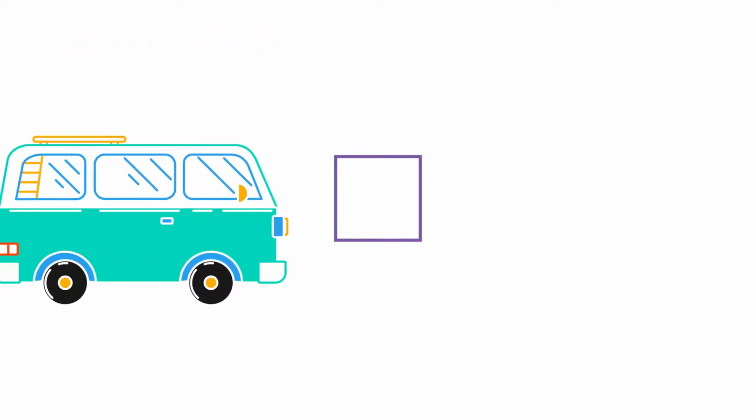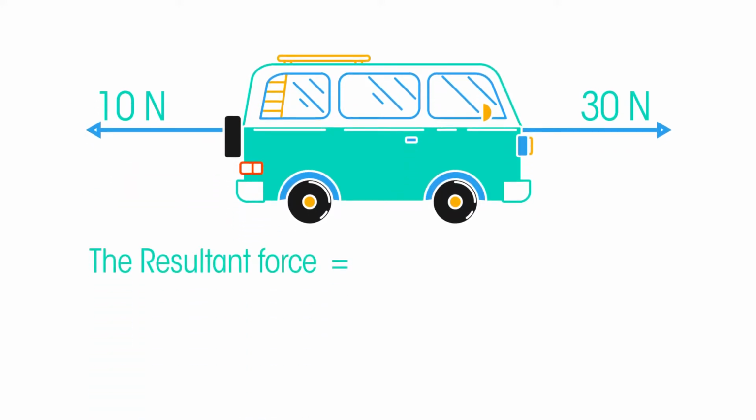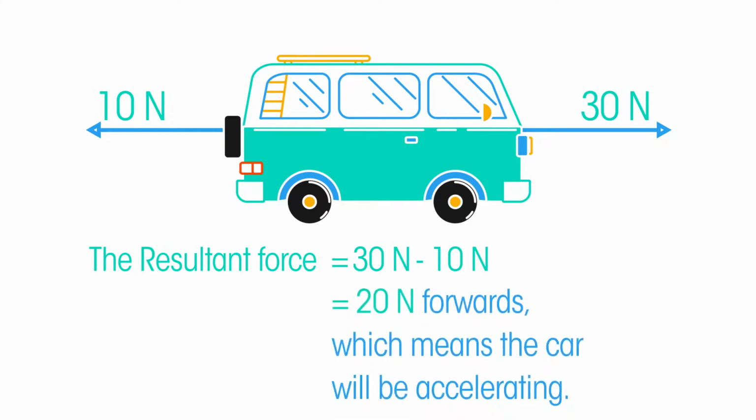For example, look at this car. There is a force of 10 newtons pushing it backwards and a force of 30 newtons driving it forwards. To work out the resultant force, we subtract the smaller force from the larger force. So the resultant force equals 30 newtons minus 10 newtons, which is 20 newtons forwards, which means the car will be accelerating.